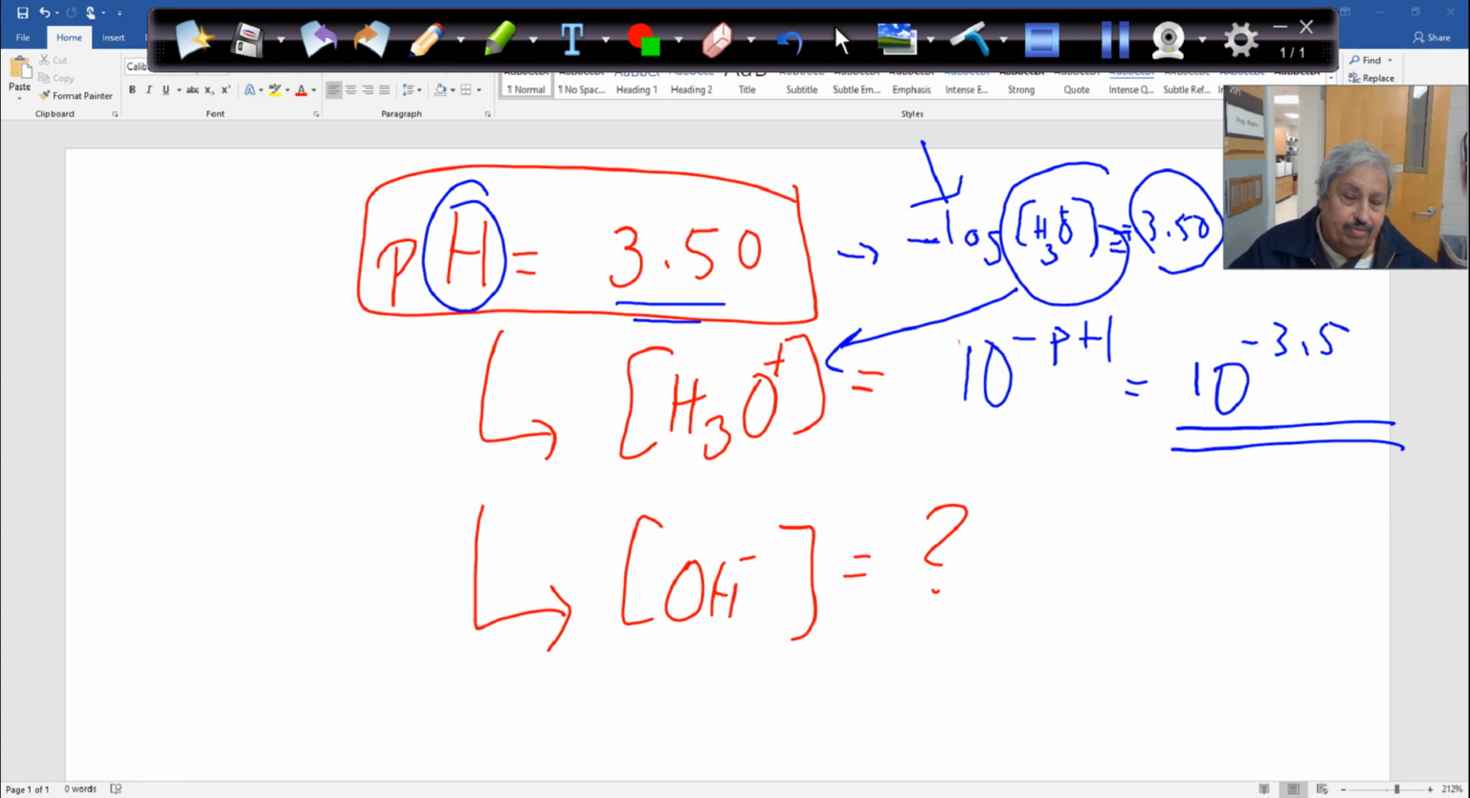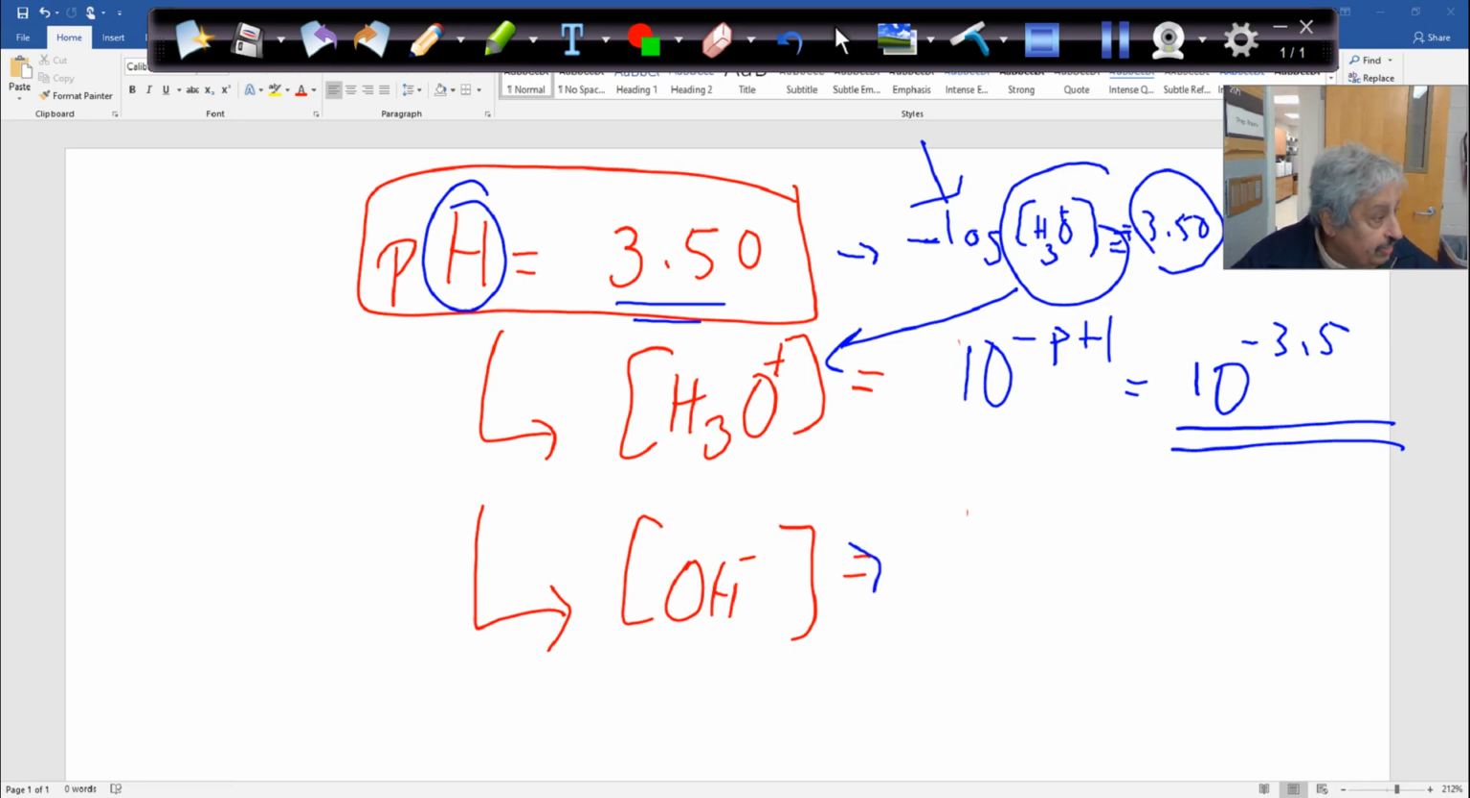The minus came from the definition of the pH. Okay, guys? How do we get this one here? How do we get the number here? Okay, guys? How?